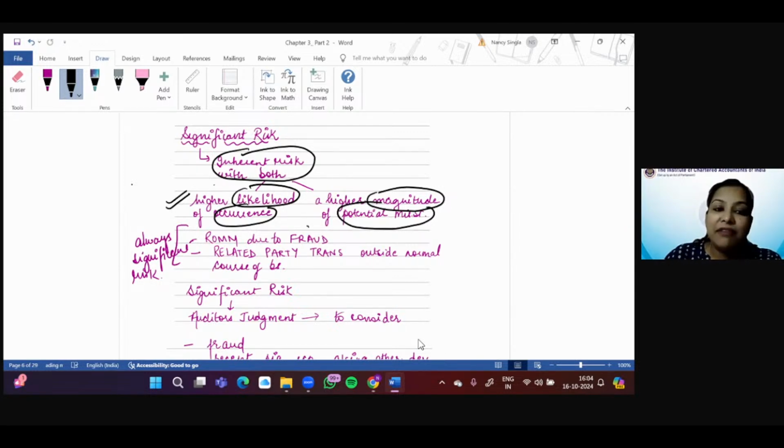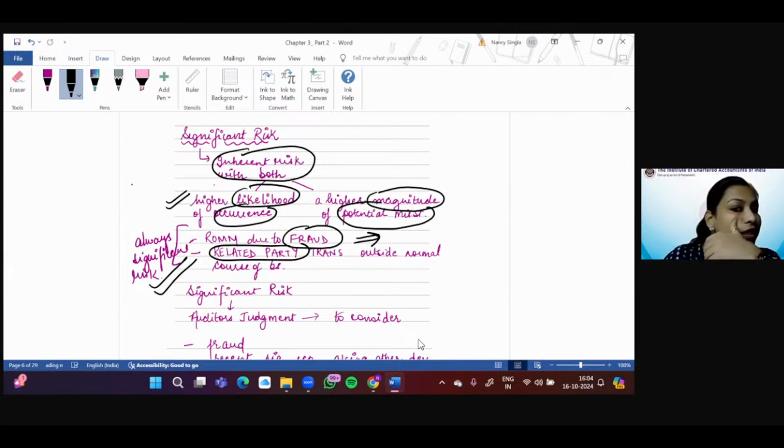And students, whenever there is fraud or a related party transaction, these are significant risk. Even if a very small fraud has been committed, it always becomes a significant risk. Why? Because chances of other frauds are also there. Same way, related party transactions, since manipulations can be done here. So again, it is a significant risk.